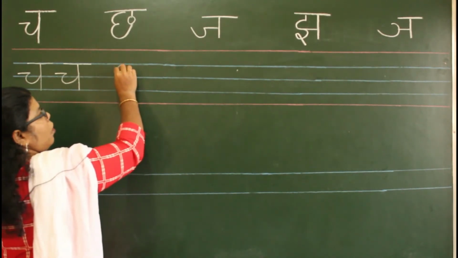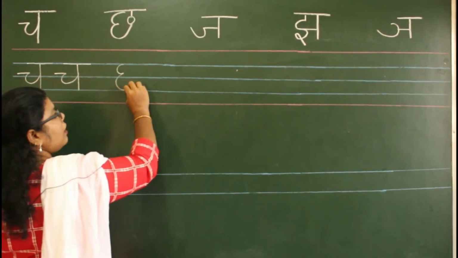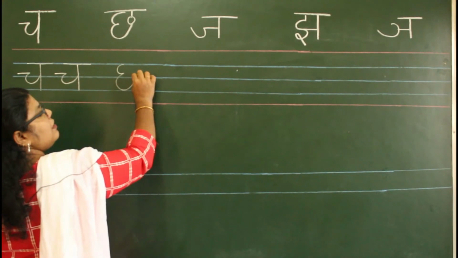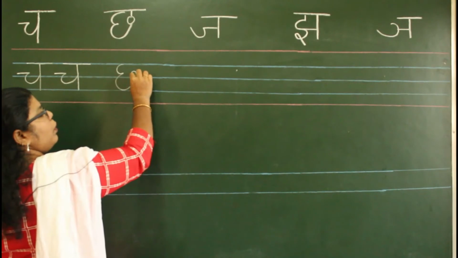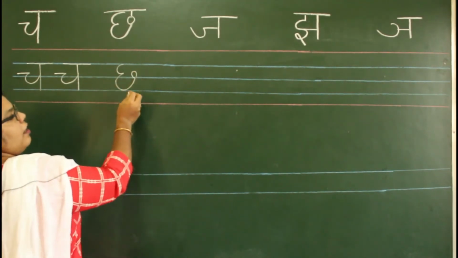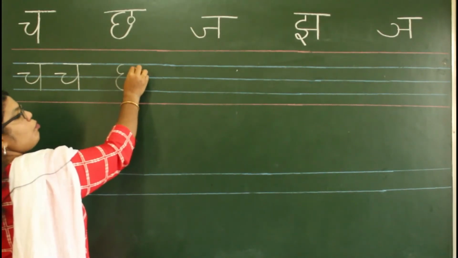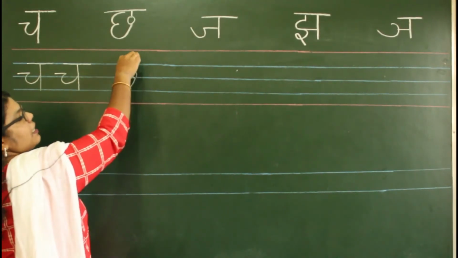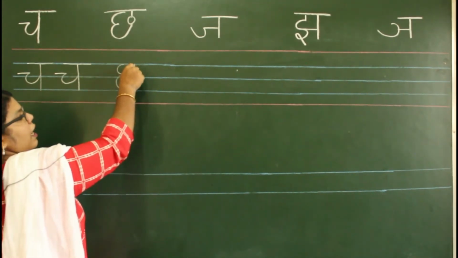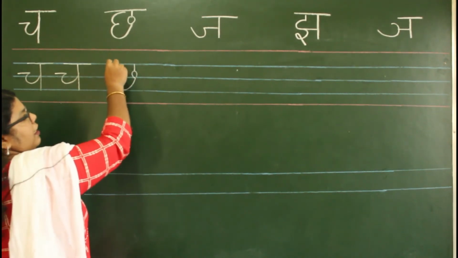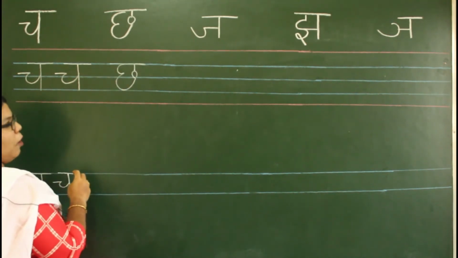Draw a small curve like this, then one more long curve like this, then make it a loop. Okay? Then from the top of this loop, draw a small standing line touching the first blue line. Okay? Then a sleeping line on the top.